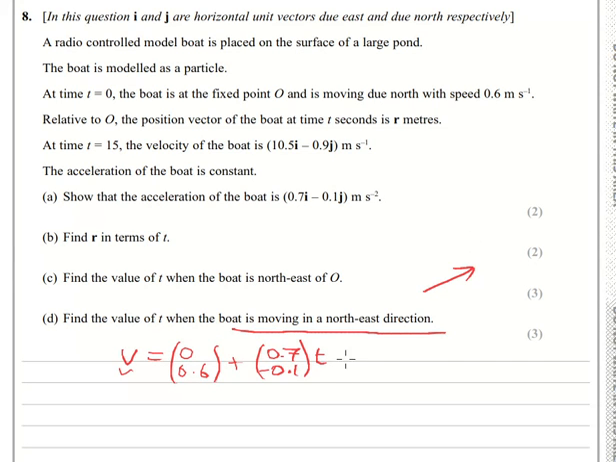So, okay, now we do pretty much exactly the same thing. We want the x component to be equal to the y component. And then we just solve it. And so we're going to get 0.8t is 0.6, and so t is 3/4, I believe. And that is the value of t when you are going in a northeasterly direction.